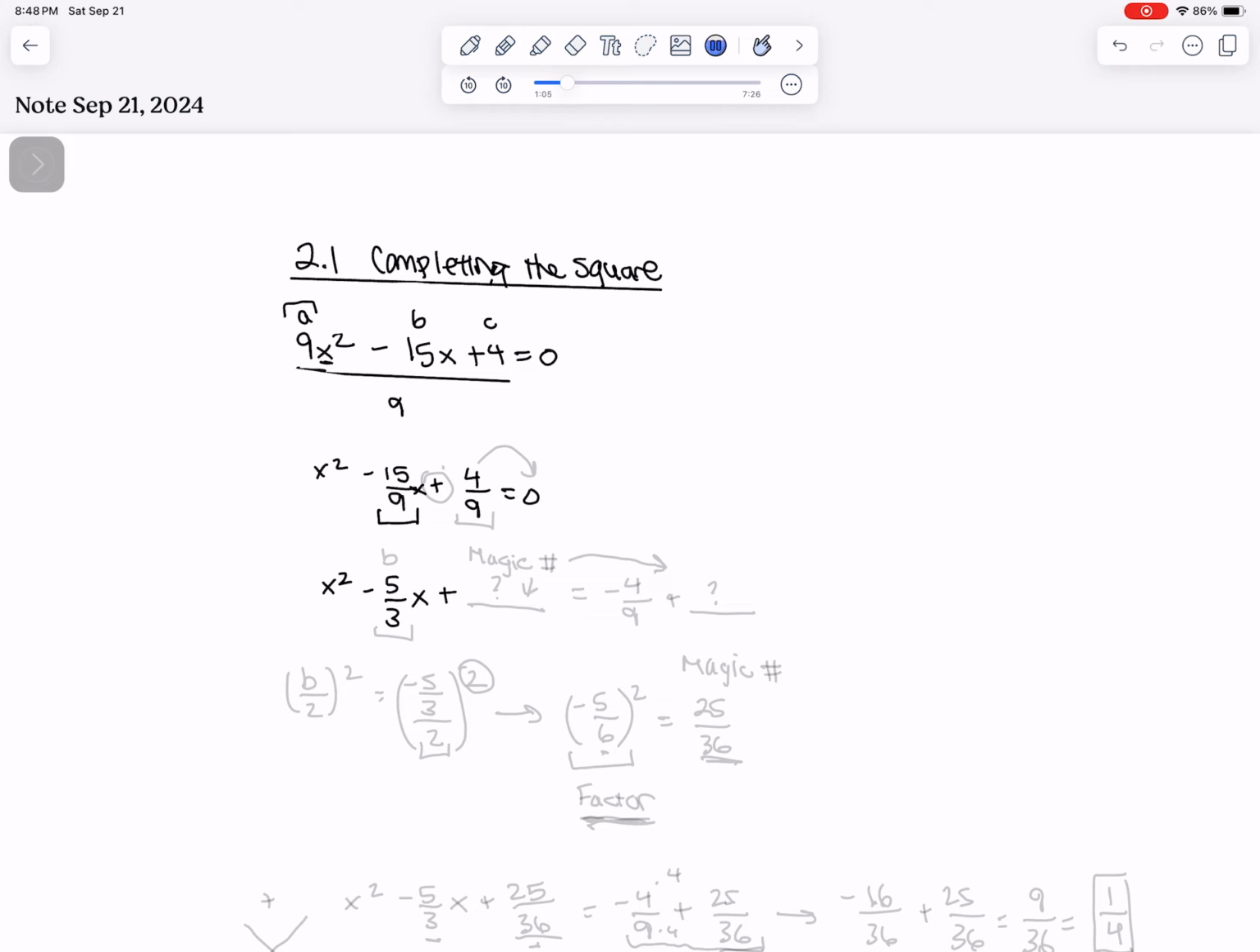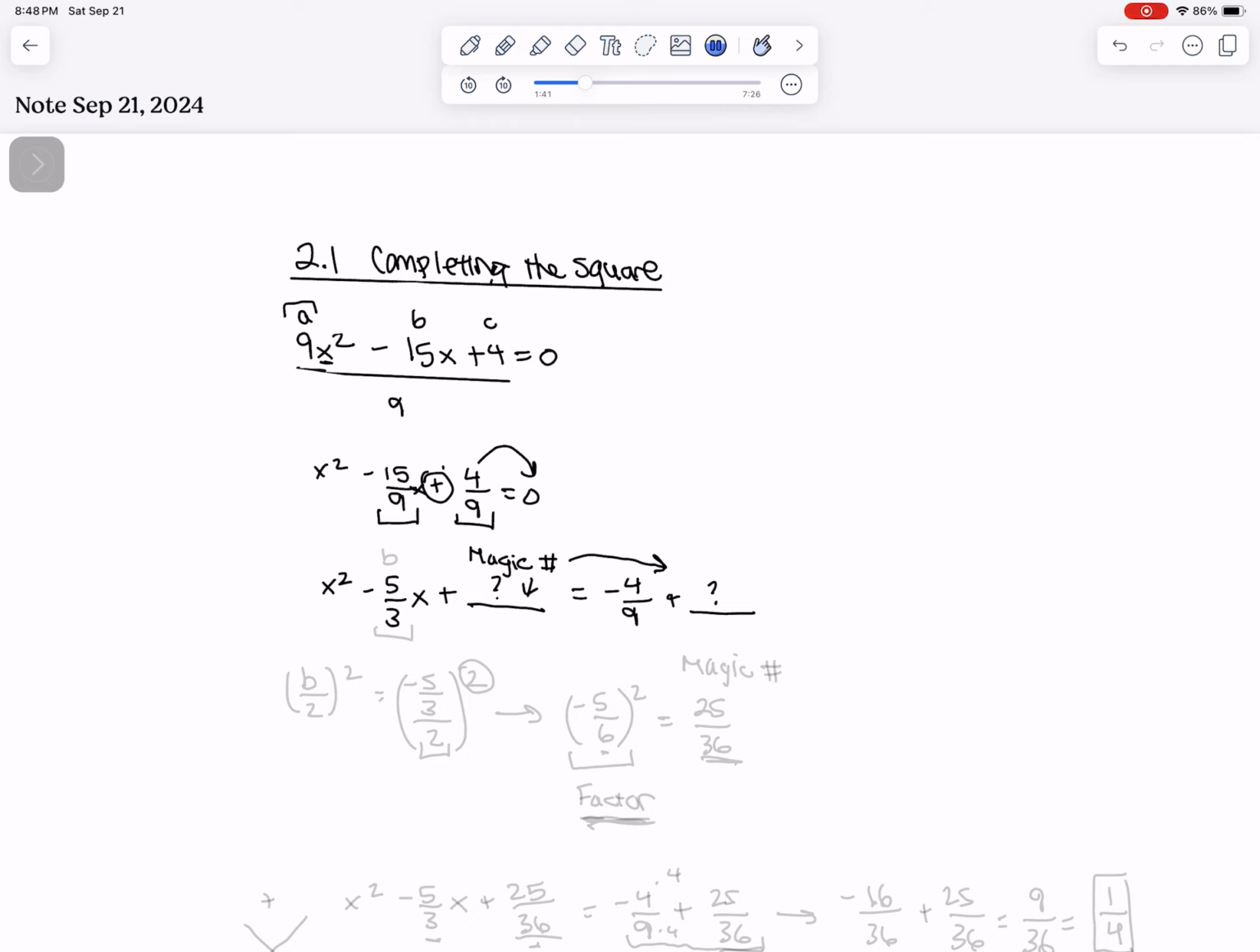And then I don't want this guy here anymore, because I need it on the other side to find my magic number. So we're going to move it to the other side, leaving that space for my magic number. So that means this will change to minus 4 over 9. Why is that? Because when you move a positive to the other side, it becomes negative. So now it's negative 4 over 9. The magic number will be on both sides; it'll be the same number.